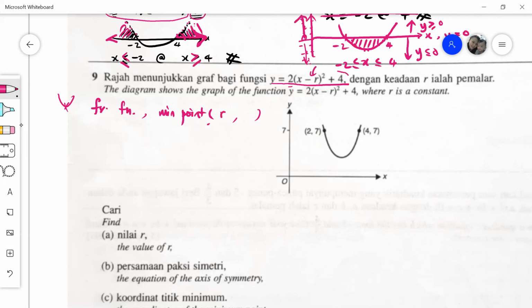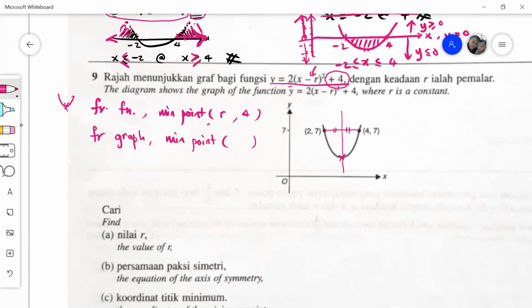And your y coordinates will be the constant outside, which is 4. Never mind about the r. Don't compare right away here. You just derive your maximum or minimum point from the function first. Next, from the graph. From the graph, obviously, the minimum point can be found, but how? I know that a quadratic graph is symmetrical, because they will fall at the minimum or maximum point, and the distance from the axis of symmetry will be equal.